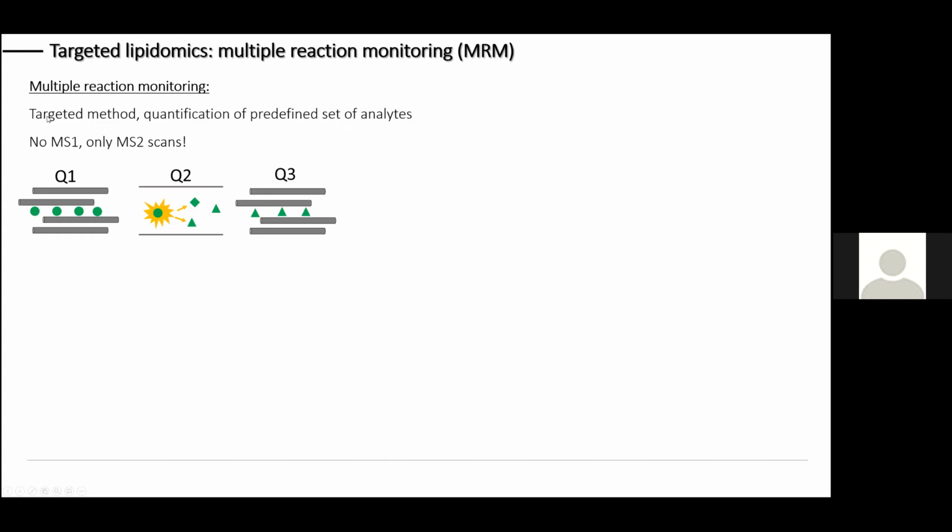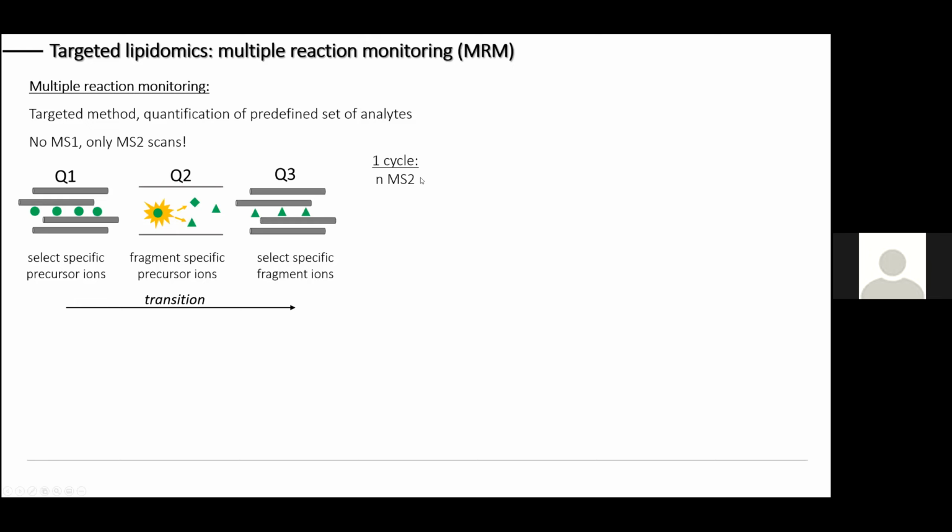One of the most popular methods here is multiple reaction monitoring. In this method, our instrument works in such a way that we do not perform any MS1 scans. We only work with MS/MS, so MS2 scans, because we define specific precursor ions, which are selected by the first quadrupole, fragmented in the second, and we also define a specific fragment ion. So we know everything about our analyte, and we tell our mass spectrometer to be super specific for exactly this kind of transition: the predefined precursor and predefined fragment ions.